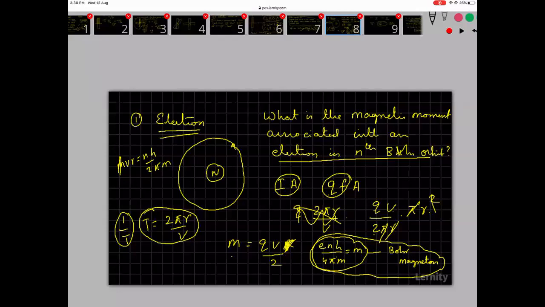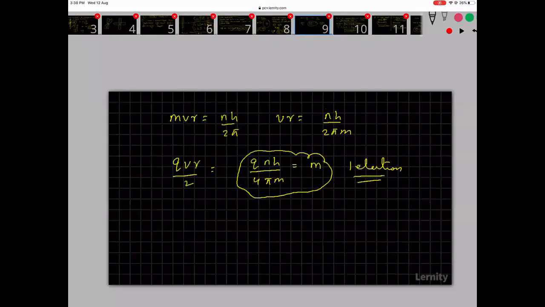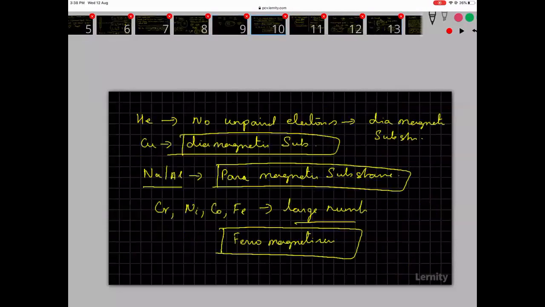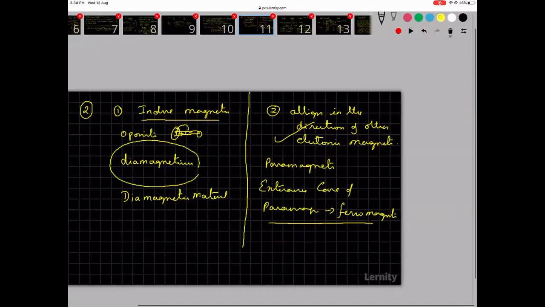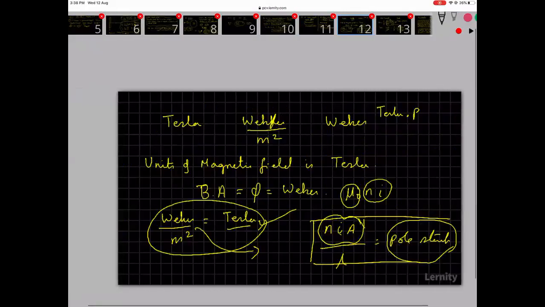Okay, so this is the 8th slide. I told you about these things. This is not there in your syllabus, you don't have to worry about it. I was trying to tell you there are two ways you can approach the unit of pole strength. One is from current. This will give you the pole strength, N into I. Then mu naught is common to both.